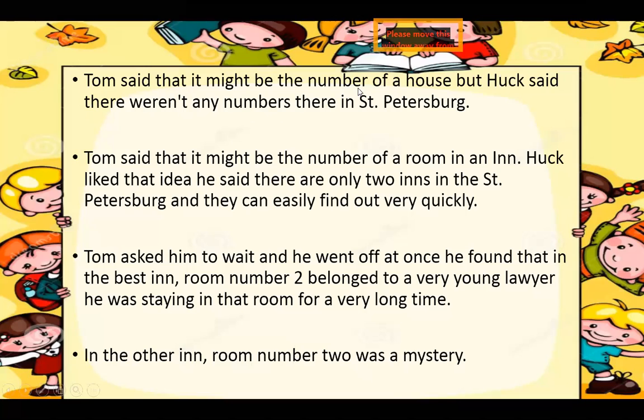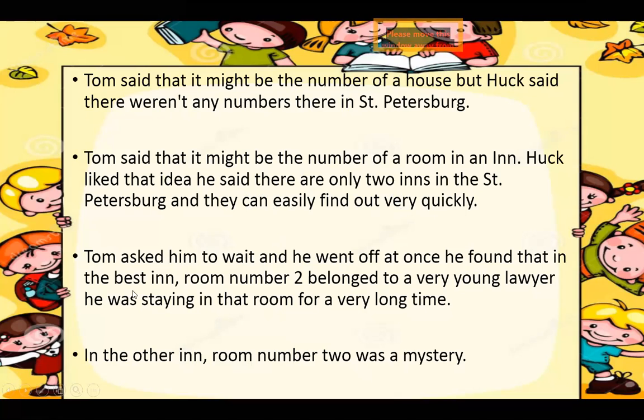Tom said that it might be the number of a house, but Huck said there weren't any numbers there in St. Petersburg. Tom said that it might be the number of a room in an inn. Huck liked that idea. He said there are only 2 inns in St. Petersburg and they can easily find out very quickly. Tom asked him to wait and he went off at once.